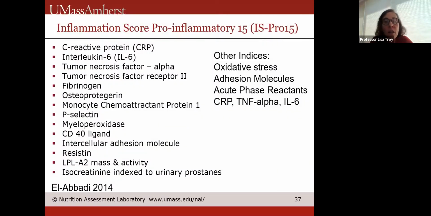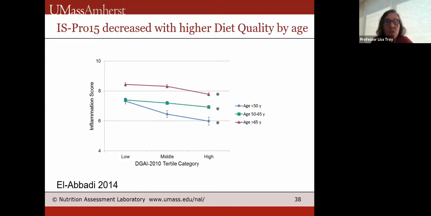So we created an inflammation score using the Framingham Heart Study. We looked at 15 biomarkers that they had in the Framingham Heart Study and created a score with z-scores and other values to get an overall pro-inflammatory score. We also created other indices looking at oxidative stress, adhesion molecules, a series of acute phase reactants, and then the top three that we usually see, the CRP, TNF-alpha, and IL-6. And here what I'll show you is just the pro-inflammatory score and what we found related to age.